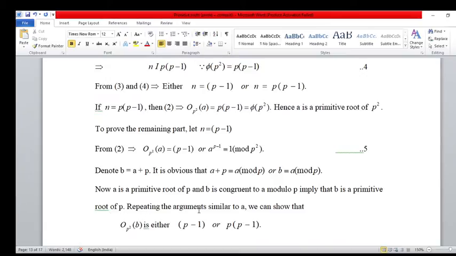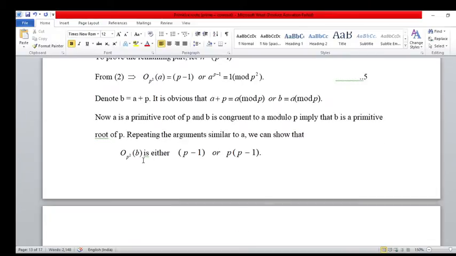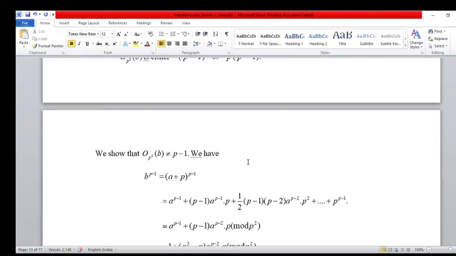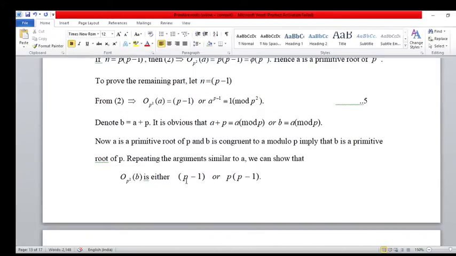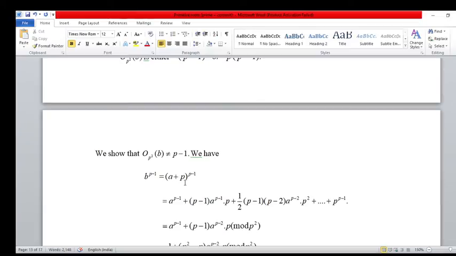Repeating the argument similar to a, we can show that the order of b mod p² is either p minus 1 or p into p minus 1. We show that the order of b mod p² does not equal p minus 1. We have b raised to the power p minus 1 is equal to a plus p raised to the power p minus 1.